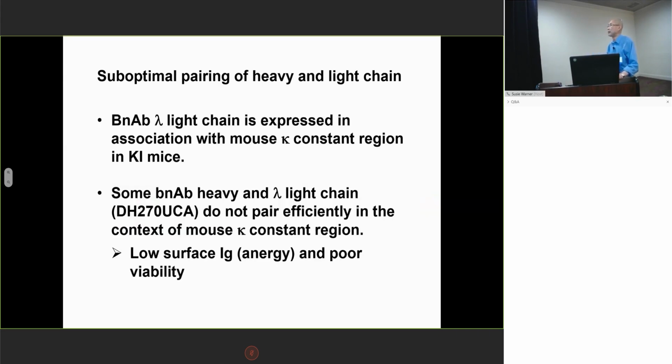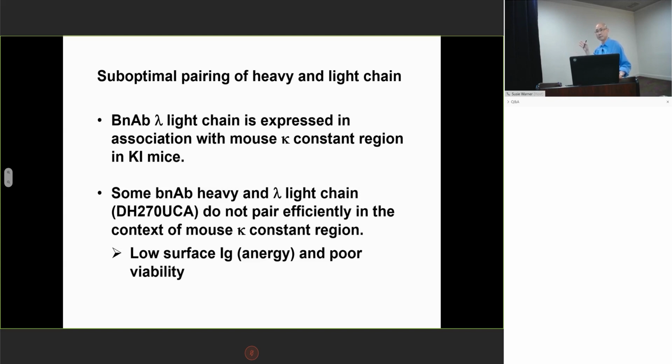Another problem we find is that a lot of these bnAbs use human lambda light chain. But in mouse, lambda light chain is rarely used. In humans, 40% of B cells use lambda, whereas in mouse, only about 5%. And the diversity is very low in mouse. So in knock-in mice, usually you knock in the variable region, whether kappa or lambda, into the mouse kappa locus, and you end up getting a hybrid light chain. The variable region is human lambda, the constant region is mouse kappa.